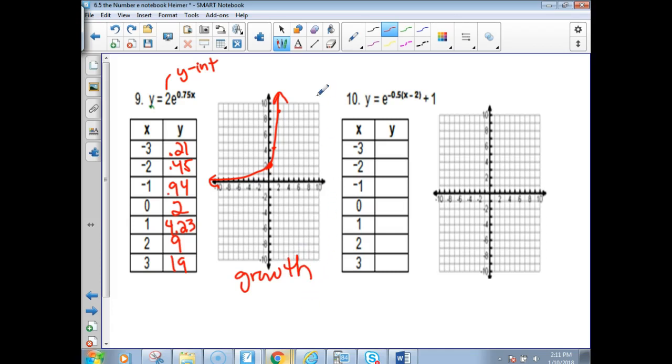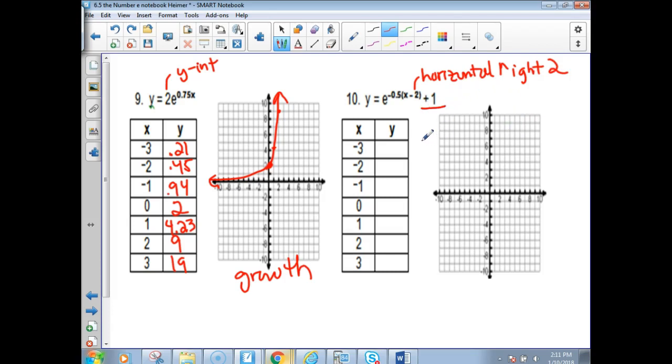Alright, now something important though about number 10 as far as shifts go. The -2 is a horizontal shift, and it shifts it right or left. Does that say plus? Okay, so it should be right 2. Now, I wouldn't worry too much about that. We'll just get some points off the table. The important one is the 1.